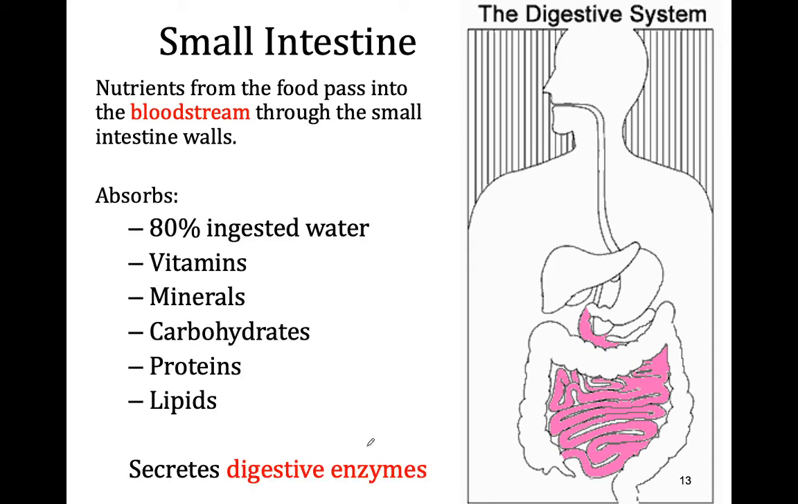The small intestine absorbs 80% of the ingested water. It absorbs vitamins, minerals, carbohydrates, proteins, and lipids. So this is why it's very important that we break down our food through mechanical and chemical digestion before it gets to the small intestine, because then the small intestine can absorb the carbohydrates, proteins, and lipids. The small intestine also secretes digestive enzymes, again for chemically breaking down any of the food that hasn't been broken down already.